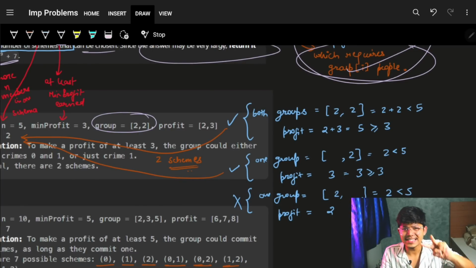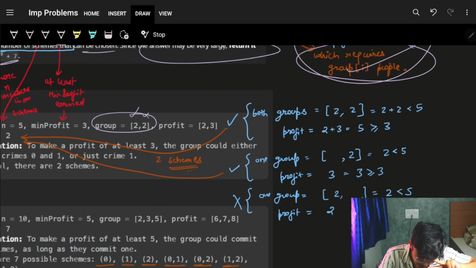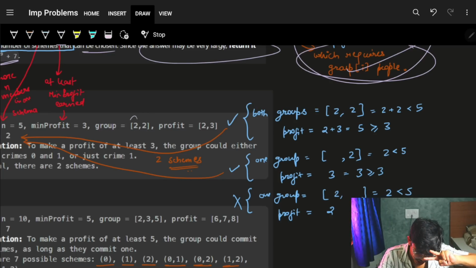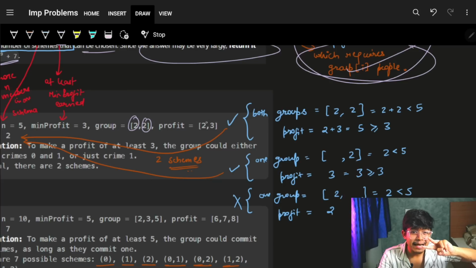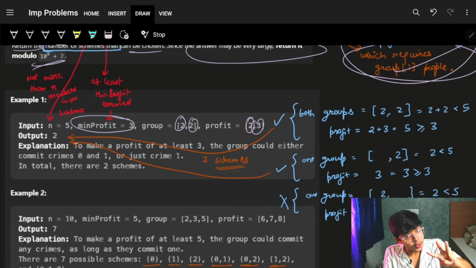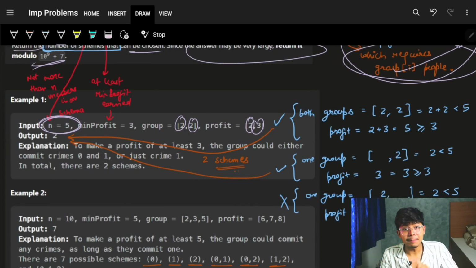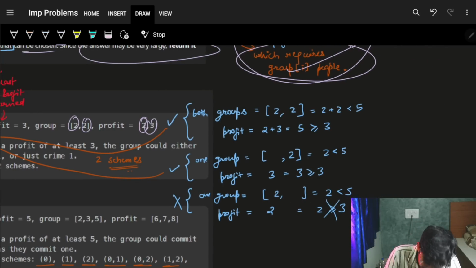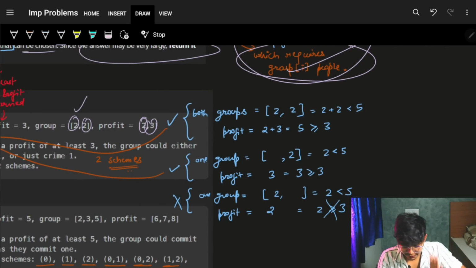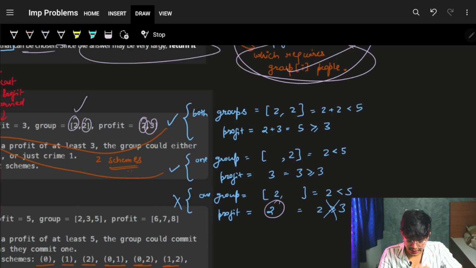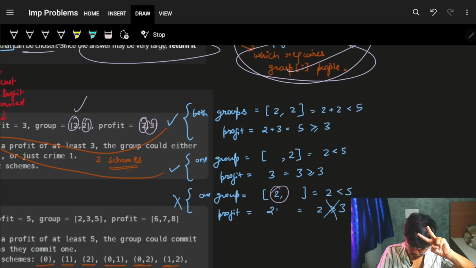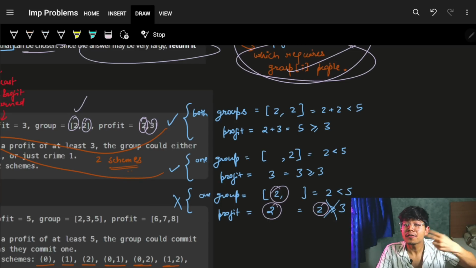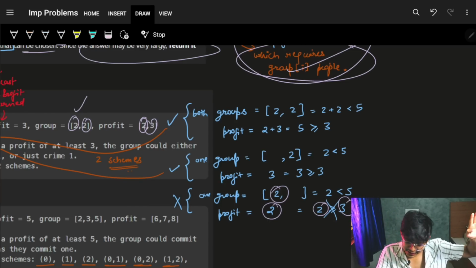We have the group, which means there are 2 crimes, first crime and second crime. For the first crime, number of members is 2, for the second crime, number of members is 2. For the first crime the profit is 2, for the second crime the profit is 3. My condition is that the minimum profit should be 3, and the maximum number of people at a time should be 5. It should not go more than 5. Cool. Let's see. First case is, okay, I have one crime committed, just this first crime, which means members are 2, profit is 2. I want the minimum profit as 3. The condition is not satisfied, so it's not a good case.